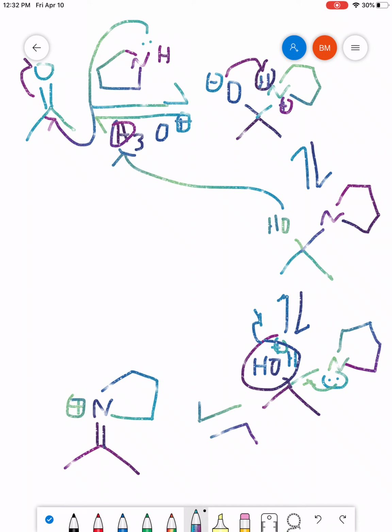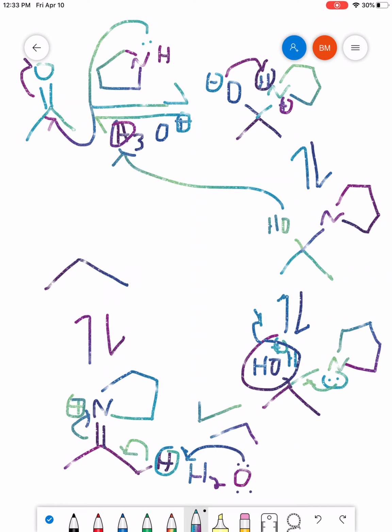Now, of course, remember, H2O is going to try to satisfy that positive charge, so it takes off an H from an adjacent carbon. These two carbons both have H's, right? They're exactly the same as symmetrical, so it doesn't matter which one we take. I'll just grab this one. These electrons move back into a double bond. These electrons move back to nitrogen. And voila, we've got our enamine.